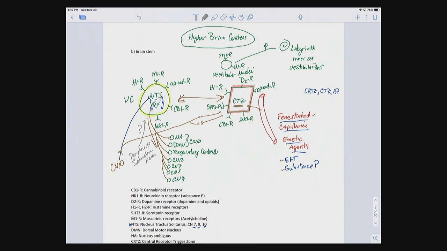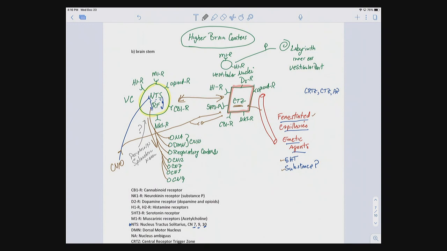We can pick up from what we were talking about last time. Again, with the brain stem, we have the vomit center, and then we have the area postrema, or the chemoreceptor trigger zone. A lot of communication between them. Let's go ahead and collect a few other dots here if we could.